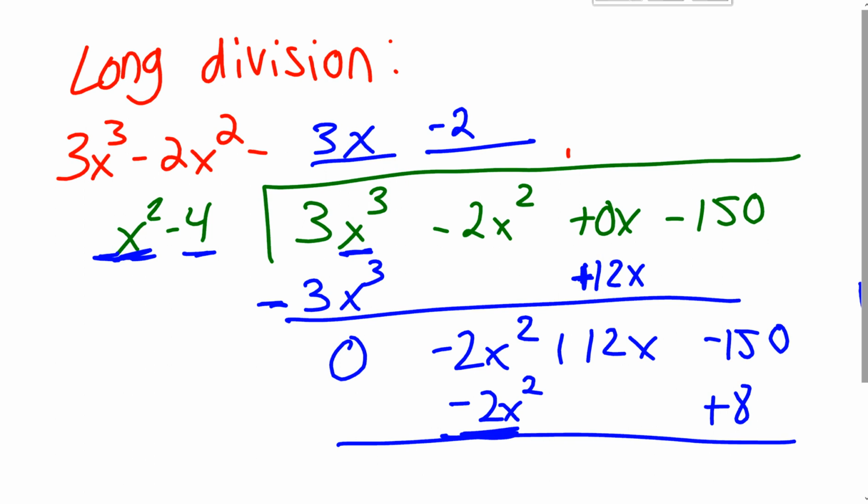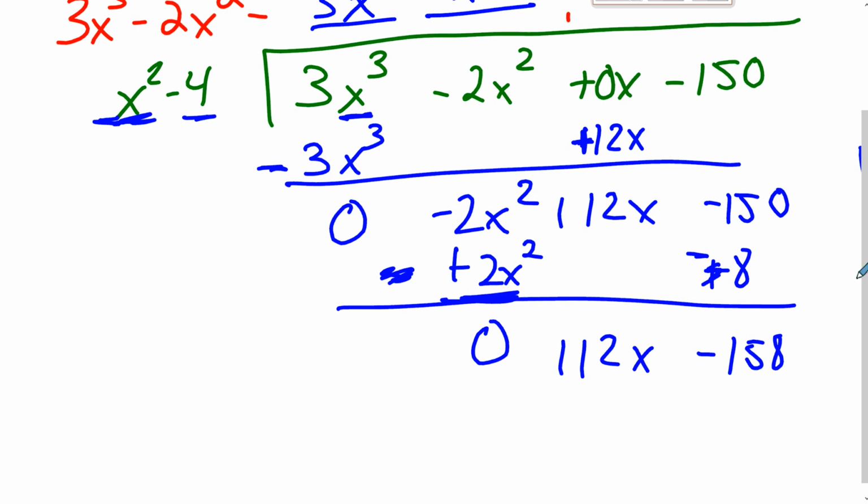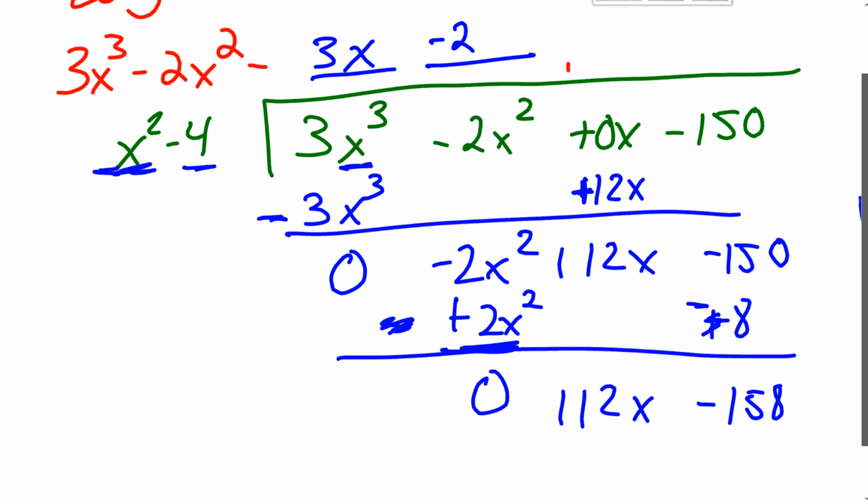Now I need to subtract them to make this one go away. So this becomes a plus, and I distribute that, and this one becomes a negative. So now when I add these, I get 0, I get 112x, and I get negative 158, sorry. Okay, and so that would be my remainder there.